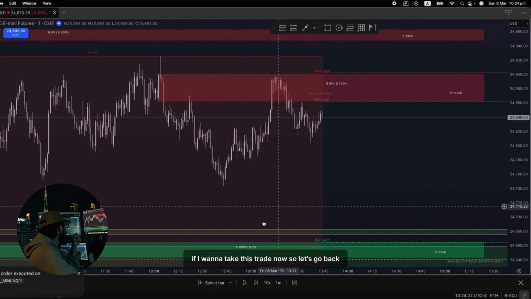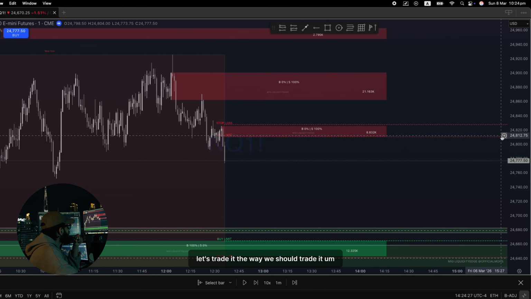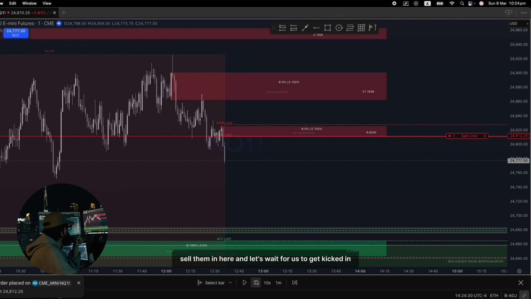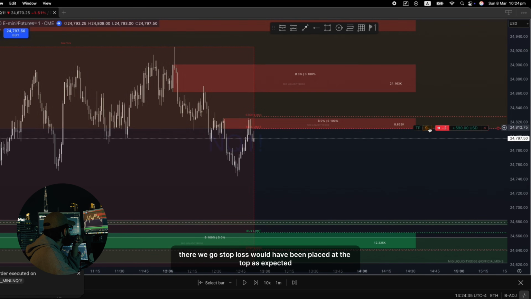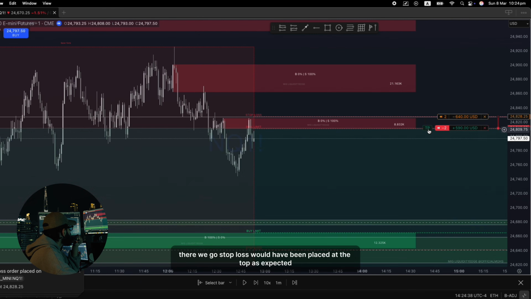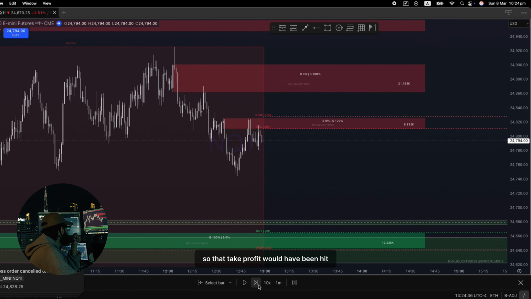If I want to take this trade now, so let's go back. Let's trade it the way we should trade it. Sell limit here, and let's wait for us to get kicked in. There we go. Stop loss would have been placed at the top as expected, and go for a 1-to-1 or a 1-to-2. Up to you. So that take profit would have been hit.